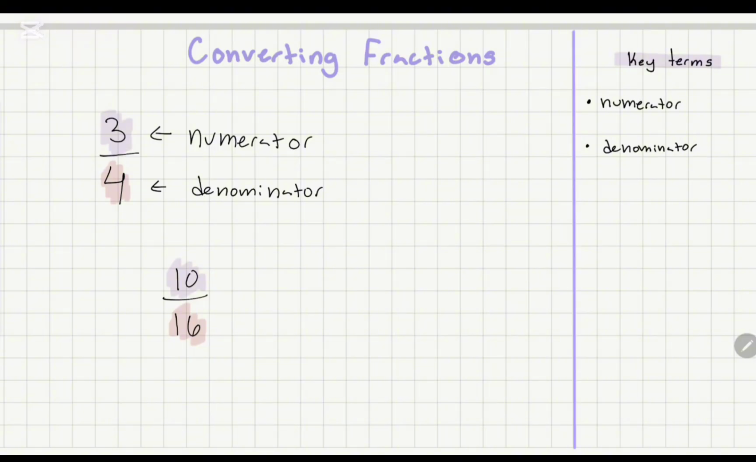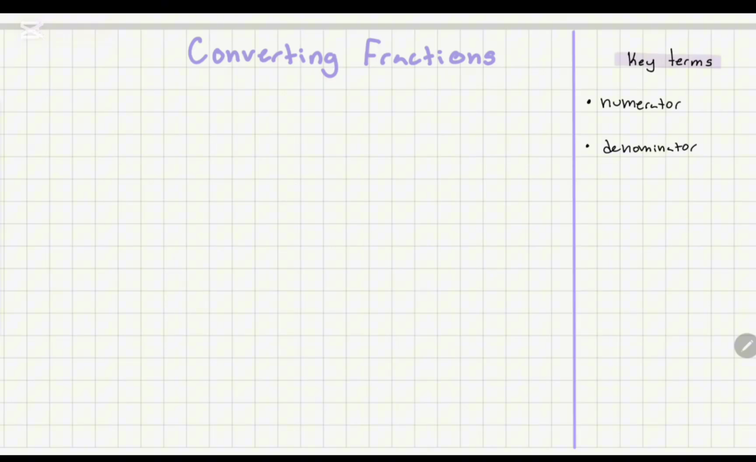Okay, now we have 3 more key terms to go over. And those are all our types of fractions. The first type of fraction we have is called a proper fraction. That is when our numerator, our top number, is smaller than our bottom number. Okay? A proper fraction is when our numerator is smaller than our denominator.